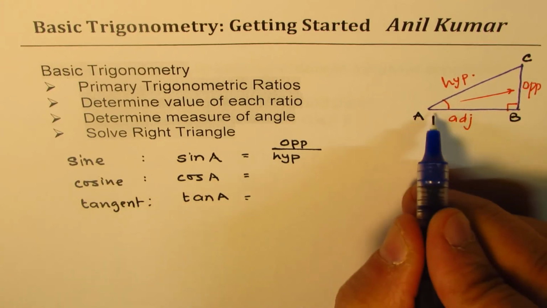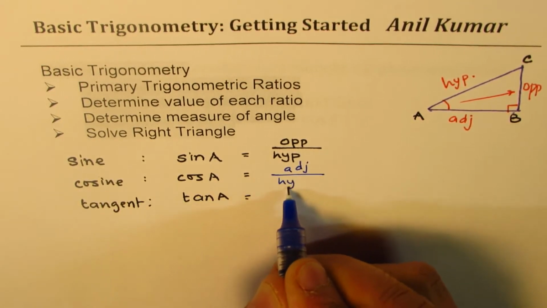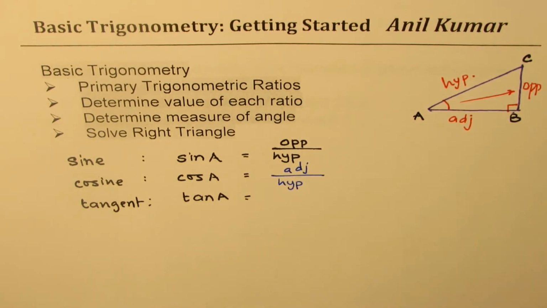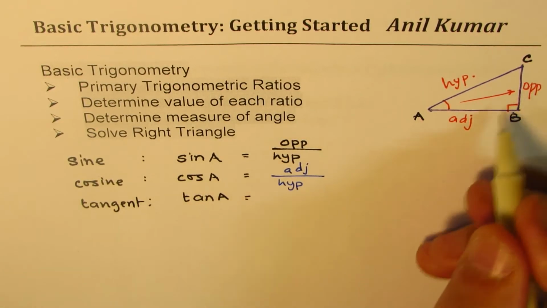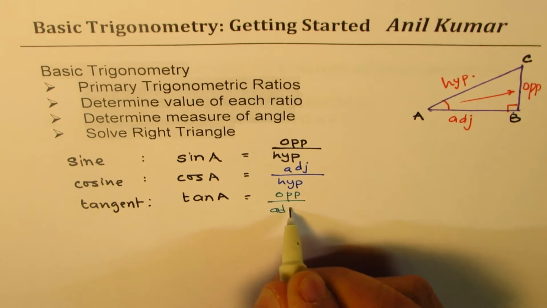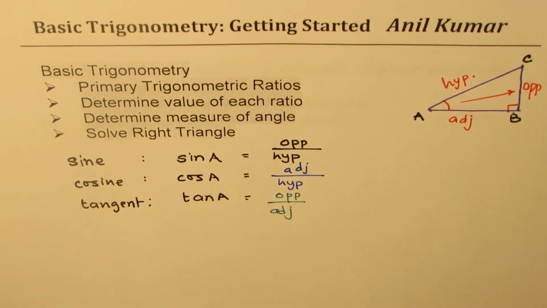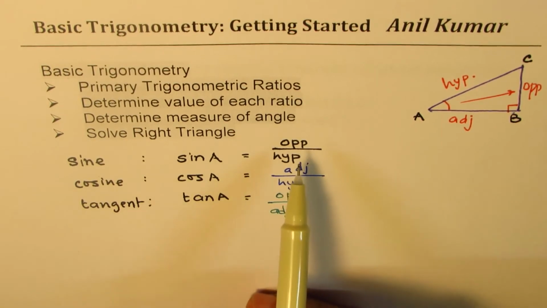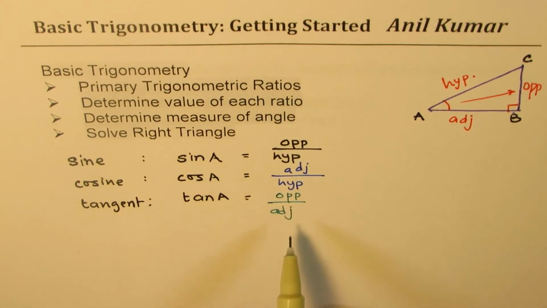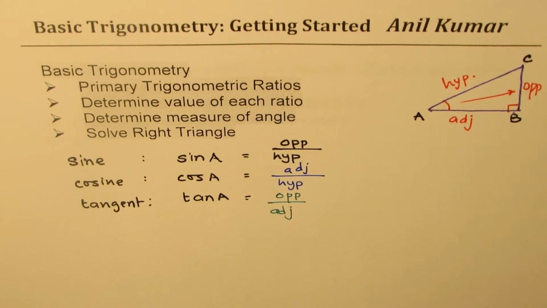Cosine A is the ratio of adjacent side to hypotenuse, and tan is a ratio of opposite to adjacent. So that is how we define the three ratios. And now we will see how to calculate these three ratios for a given triangle, and also how to find the angle, correct? We'll see all these things.